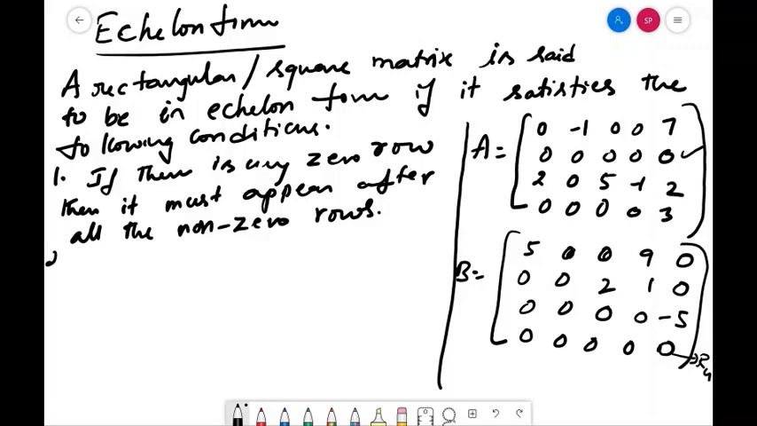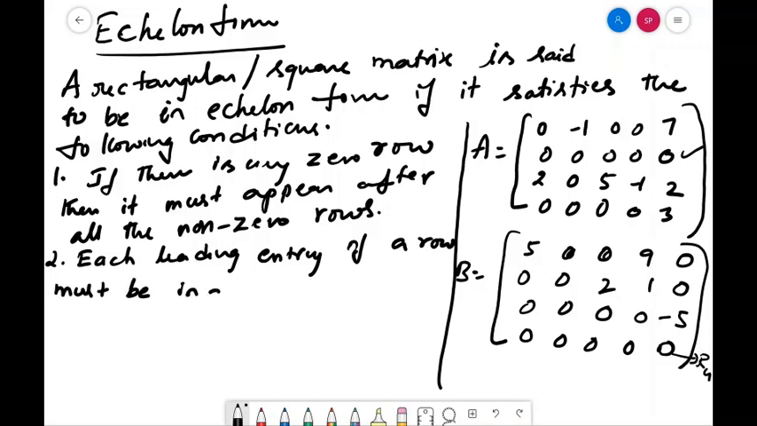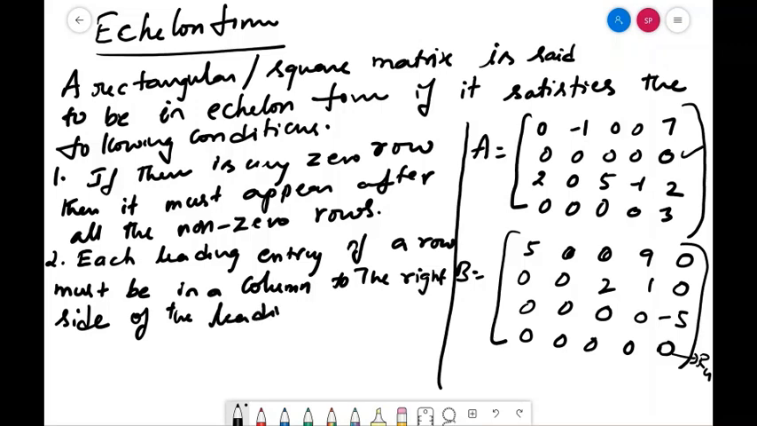Now let me see the second point in this. Each leading entry of a row must be in a column to the right side of the leading entry in its previous row.